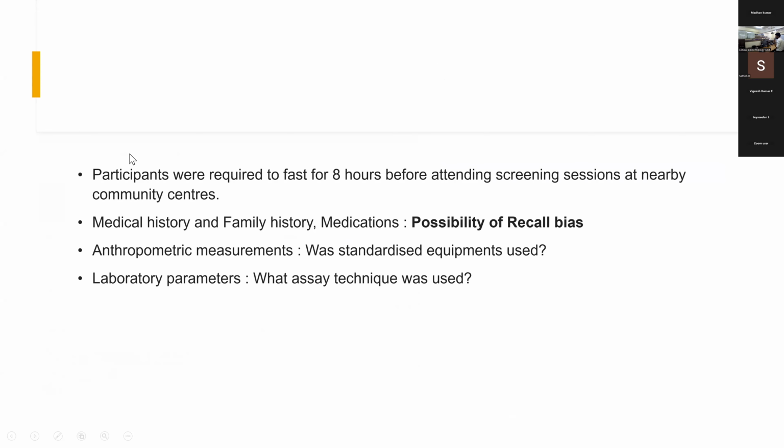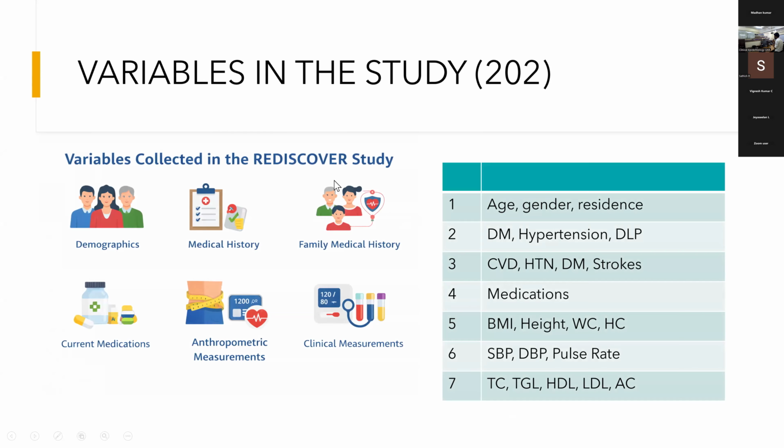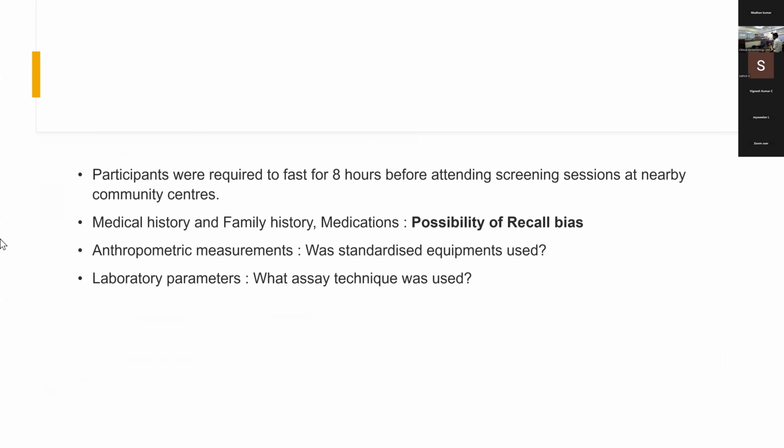So what are the problems in these predictors? Are these values accurate? The study authors have stated that they collected medical history and family history from what the participants had reported. So here there's a possibility of recall bias, where the participants might not have been able to recollect their medication history or their family history in detail properly. And the study does not state how they addressed this recall bias.